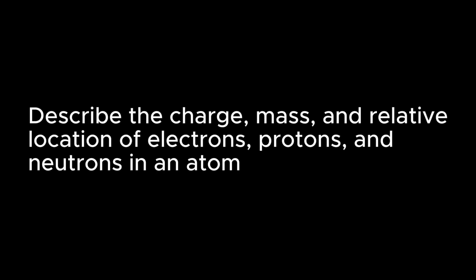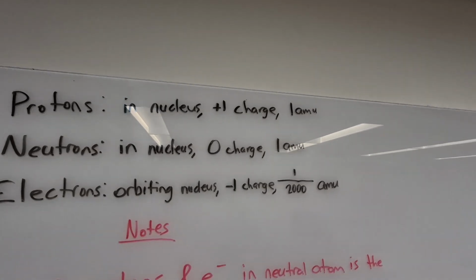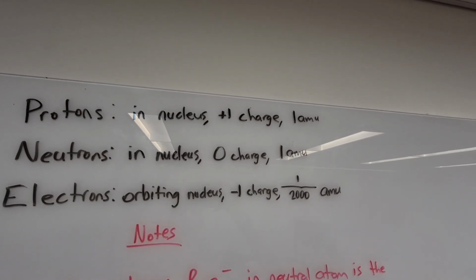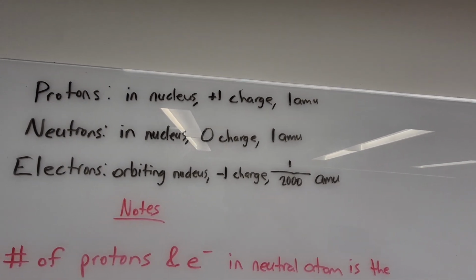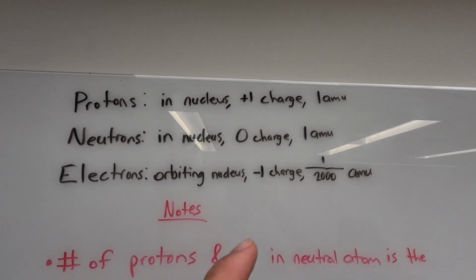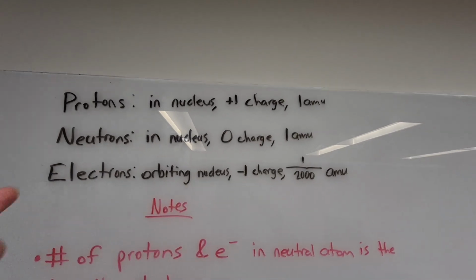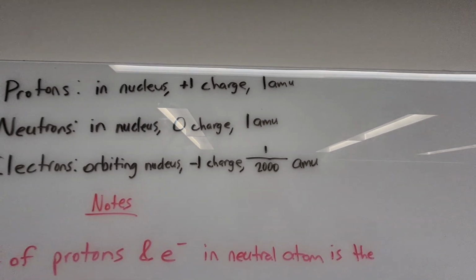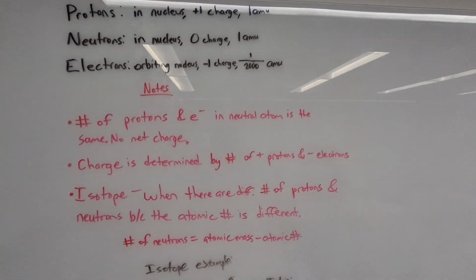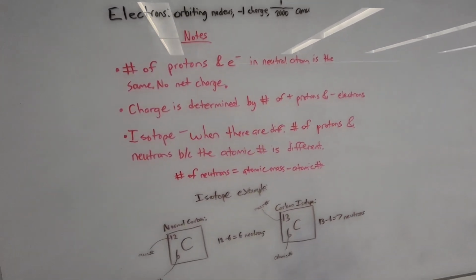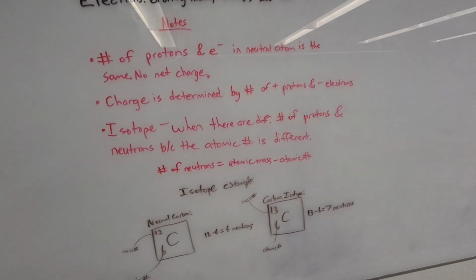Describe the charge, mass, and relative location of electrons, protons, and neutrons in an atom. All right, so protons, they're in the nucleus. They have a +1 charge, 1 AMU. Neutrons, in the nucleus, 0 charge, 1 AMU. Electrons are orbiting the nucleus, all around it at the speed of light, -1 charge, and they are 1 in 2,000 AMU. So some notes about charge, some notes about just these general terms.